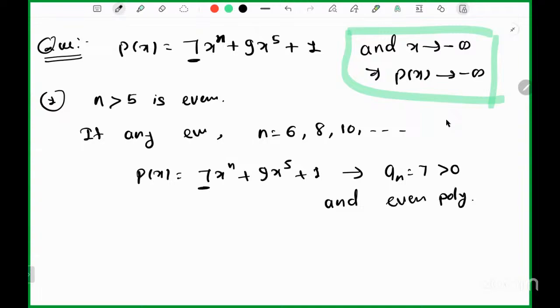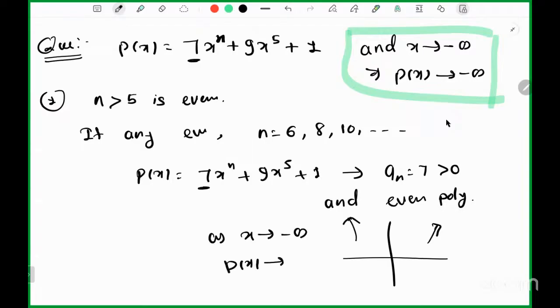So whenever we have an even polynomial with a_n strictly greater than 0, the end behavior will look like this, right? So that means as x goes to infinity, and as x goes to minus infinity, p of x always goes to infinity. So that's why this option is incorrect. We cannot find any value of n for which p of x possesses this particular property, that x goes to minus infinity implies p of x goes to minus infinity. That's why this option is incorrect.